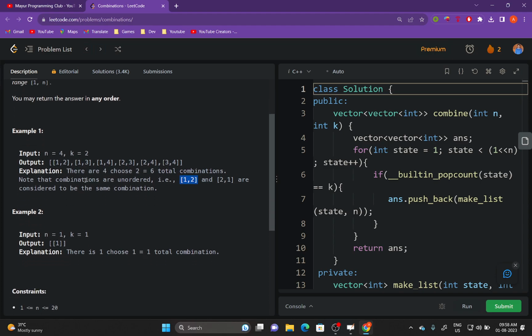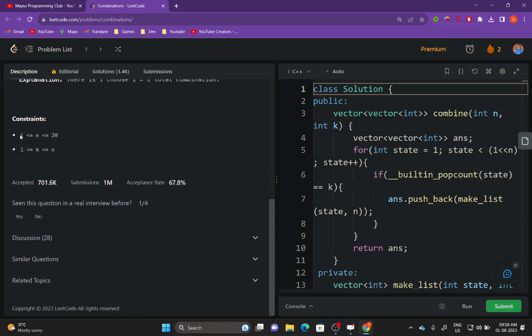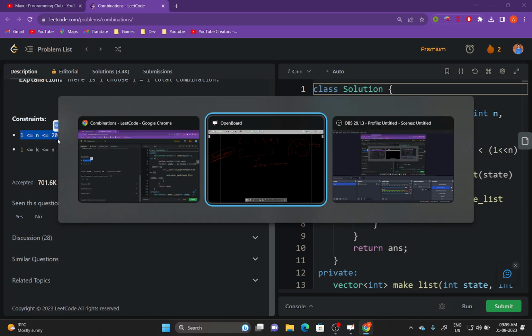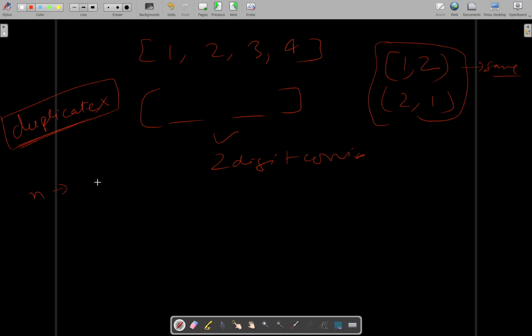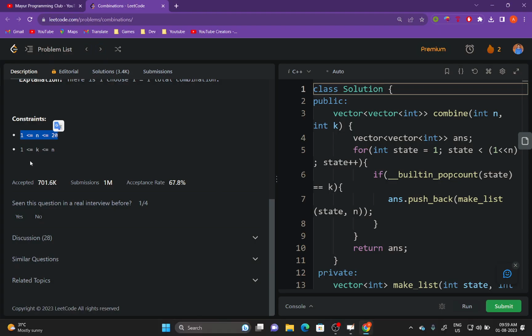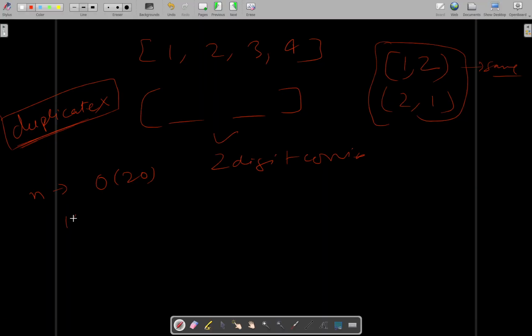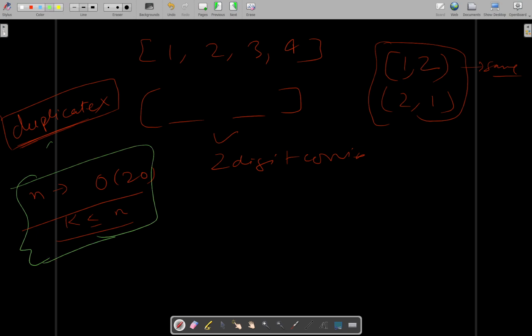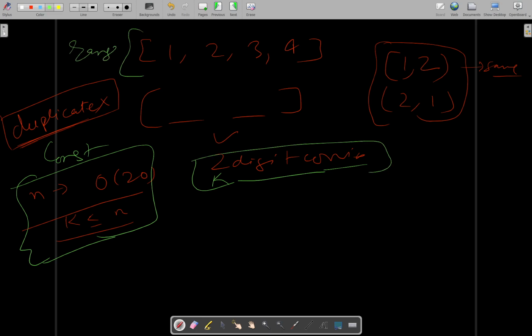Now let's move to the constraints part. What are the constraints? N's size is given to be of order 20, and k is either lesser than n or equal to n. These are the constraints. You have to form k-digit combinations from this given range. Now what will be the brute force way to solve this?